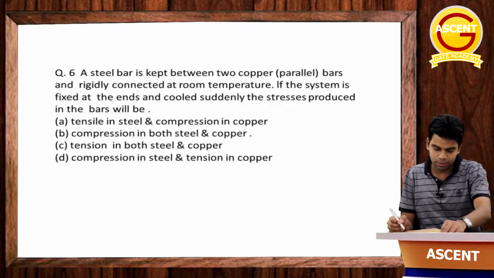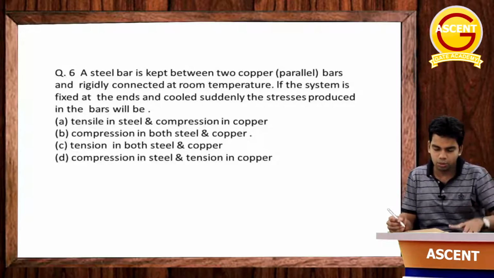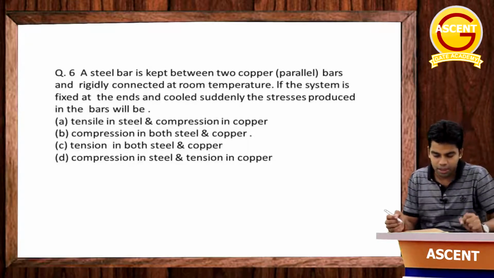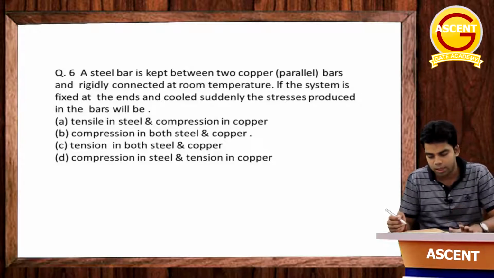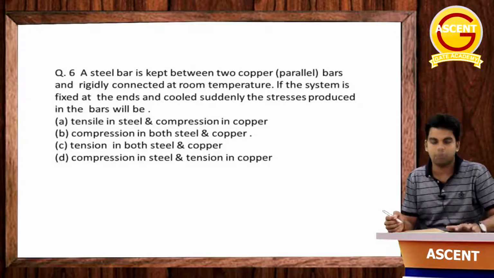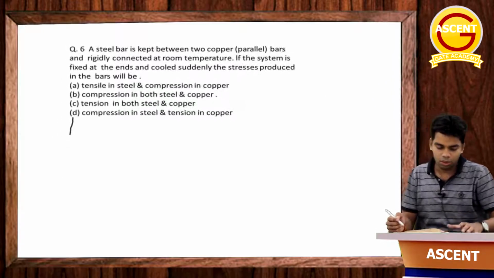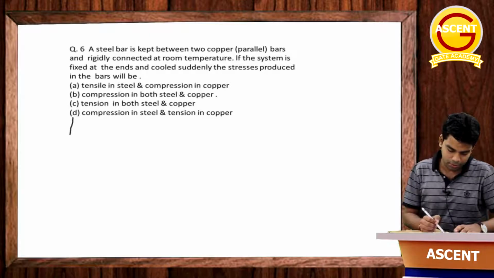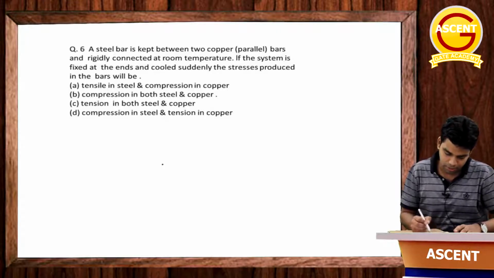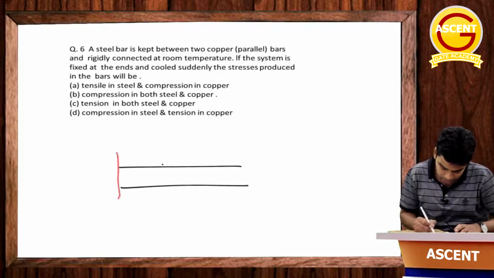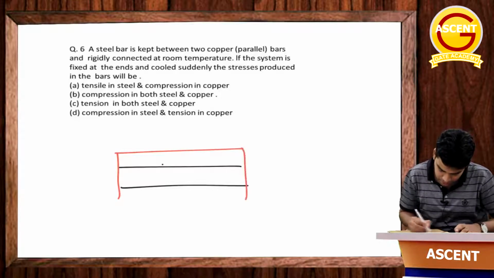Next question. A steel bar is kept between two copper bars and rigidly connected at room temperature. If the system is fixed at both ends and cooled suddenly, the stresses produced in the bars will be? So now we have a steel bar which is kept between two copper bars like this.